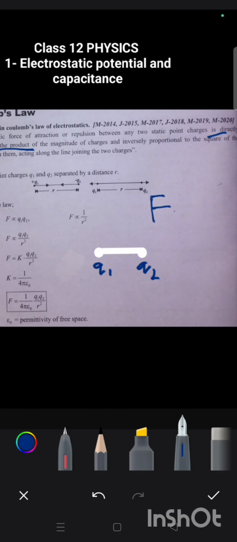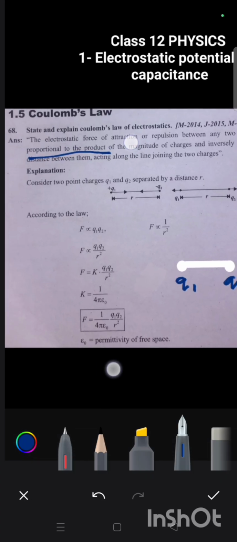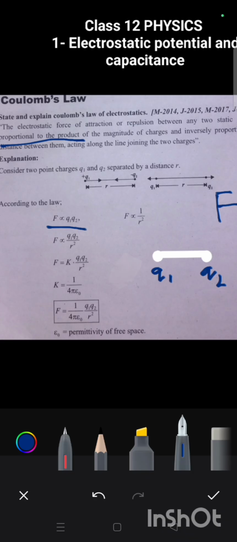Force is something when we push or pull an object. We push some object with a force, then work is done on that object, right? So the force between, that may be attraction or repulsion, as I told in two cases, is directly proportional to the product of the magnitude of the charges. As we can see here, it is directly proportional to the product, that is Q1 dot Q2.